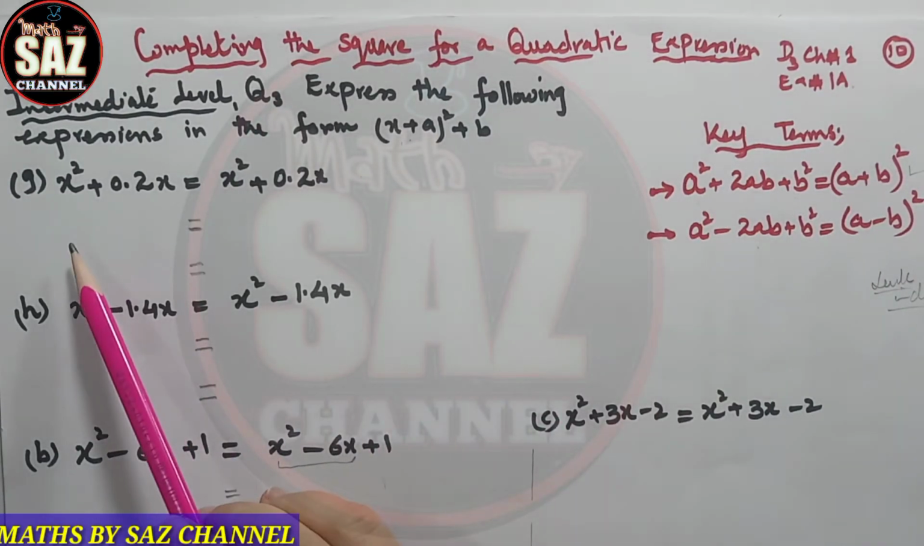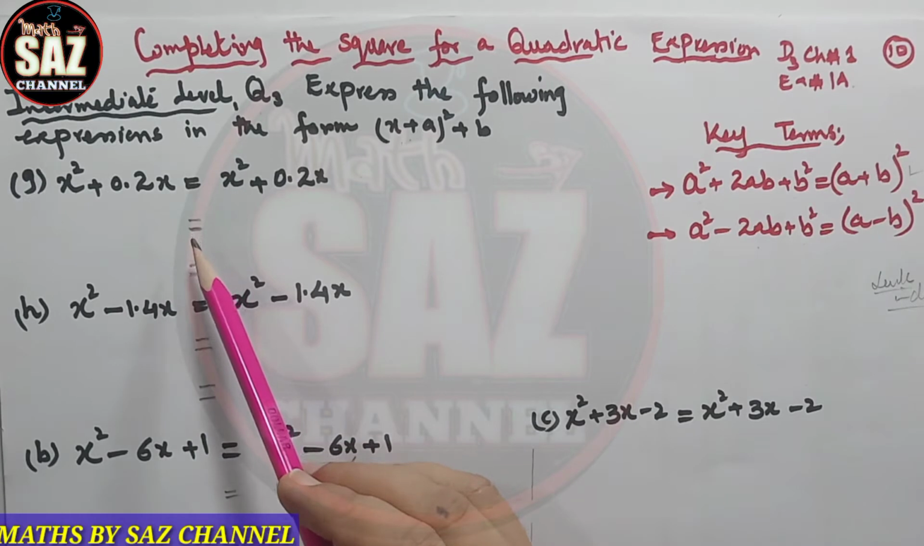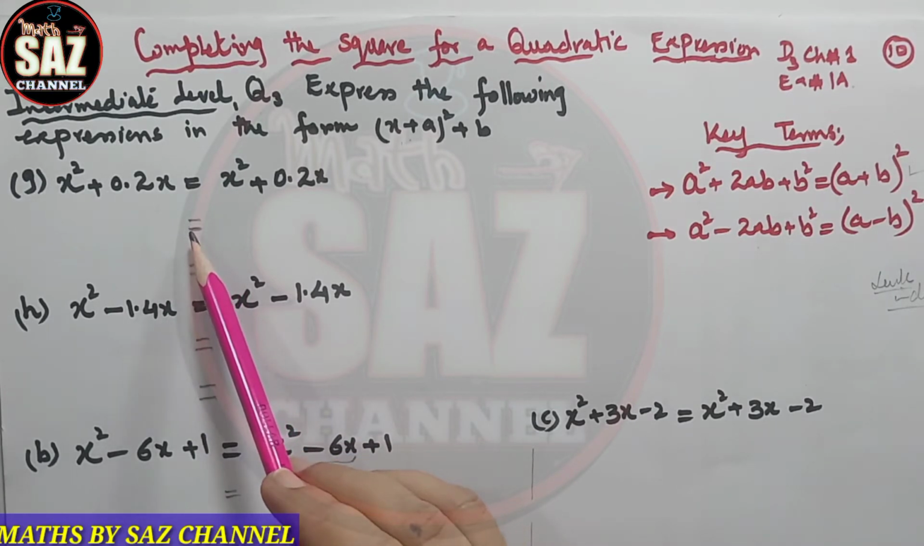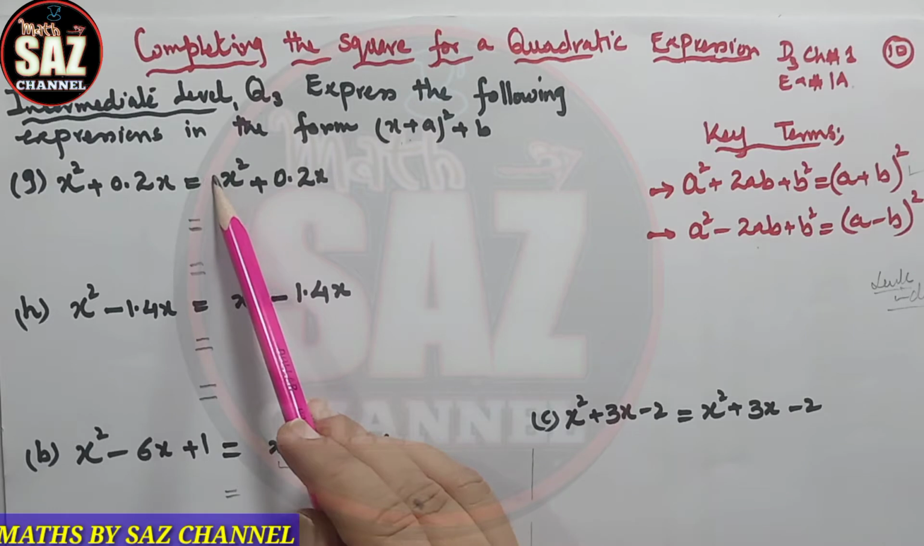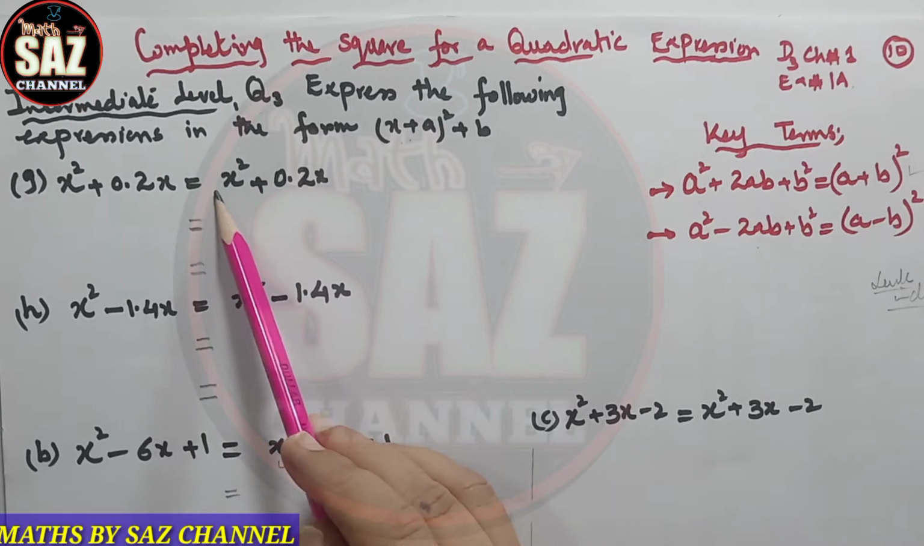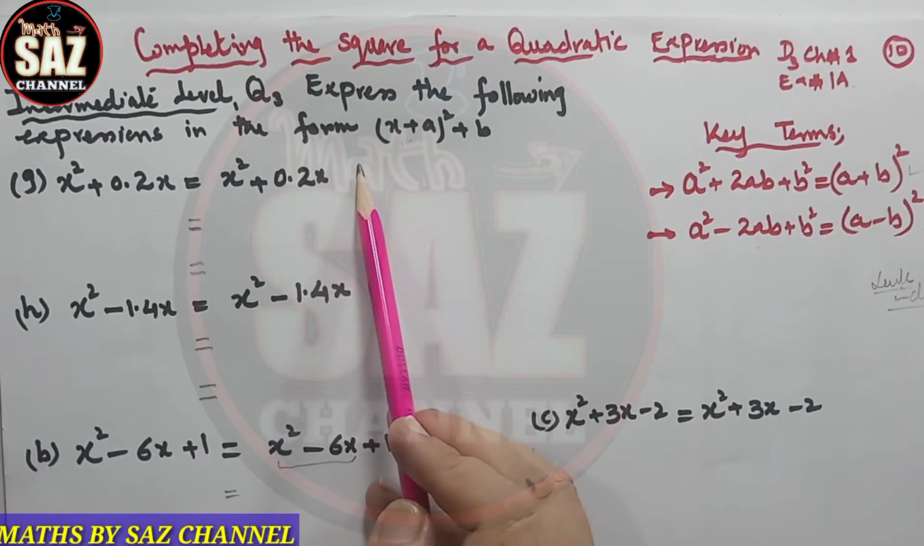First part of the question is x square plus 0.2x. Before going to the solution, we have to recall the steps to express a given expression in form of the completing square. The first step is that we have to identify the coefficient of the square term, and the expression has to be in the standard quadratic expression form.